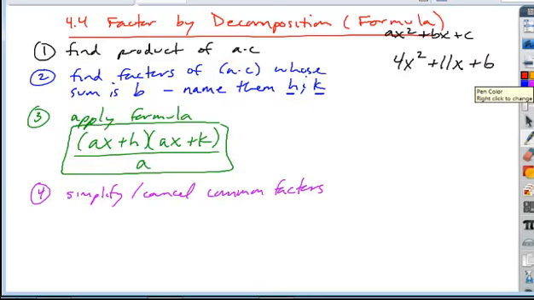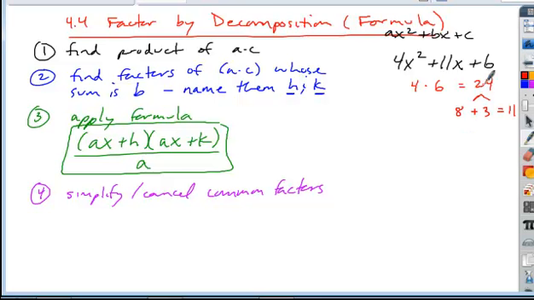All right, step 1, find the product of AC. What is that? 4 times 6 is 24. Now what we're going to do is find two factors of 24 whose sum is the middle term's coefficient. So what two factors of 24 equal 11? 8 and 3, right? So notice this is really similar to what we did with rewriting the middle term.